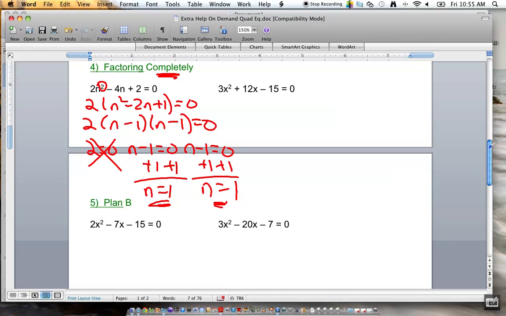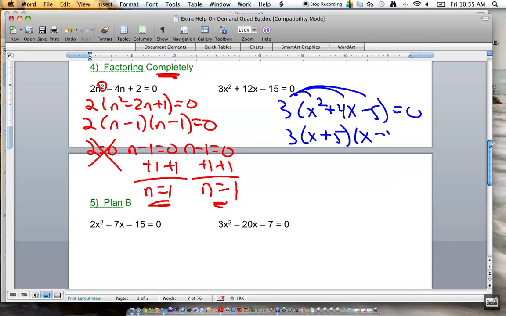Next one. 3x squared plus 12x minus 15 equals 0. They share a 3 in common. X squared plus 4x minus 5 equals 0. You could see by checking back, distributing back, that it works out to that. But I can factor this. X plus 5, x minus 1 equals 0.